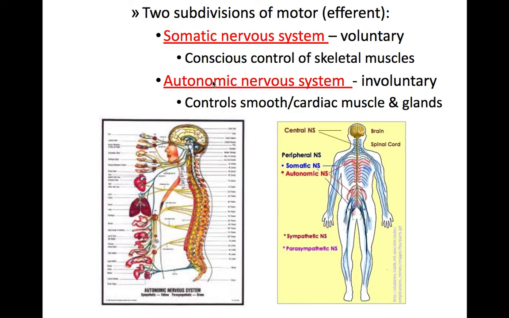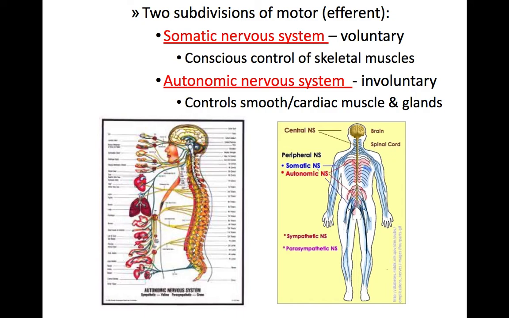And then the motor neurons that trigger contraction or relaxation of things like your heart muscle or your glands, or the muscles of your stomach or your intestines, you don't have control over how those work and when they happen. So those are called involuntary motor responses, and those motor neurons that trigger them make up what we call the autonomic nervous system. Hopefully you can remember that, because autonomic sounds like automatic. These things happen on their own without your conscious control.